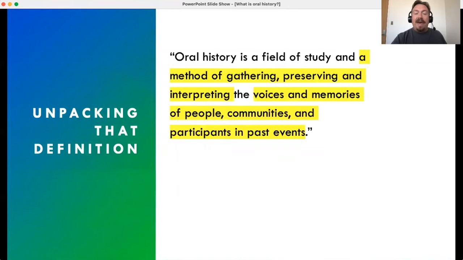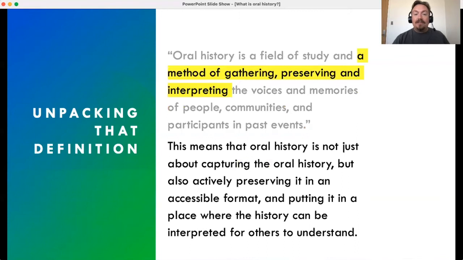So let's unpack their definition a little bit. First, they say that oral history is a method of gathering, preserving, and interpreting. This means that oral history is not just about conducting the oral history for the sake of conducting the oral history. Its purpose is to actively preserve that history in an accessible format and also put it in a place where the history can be interpreted for others to understand.